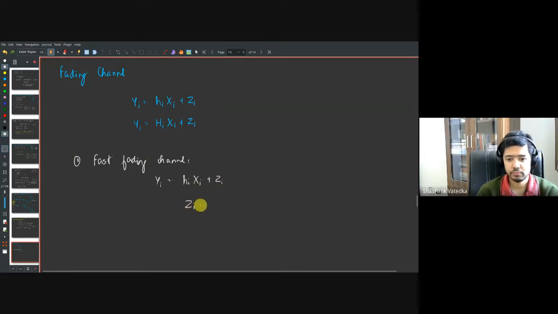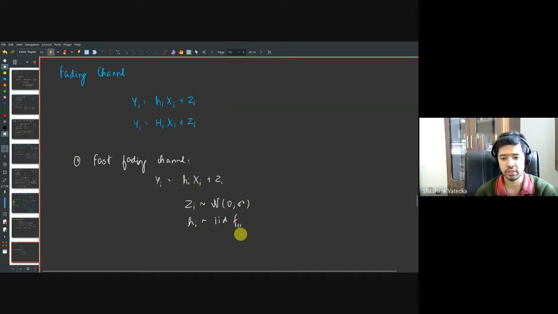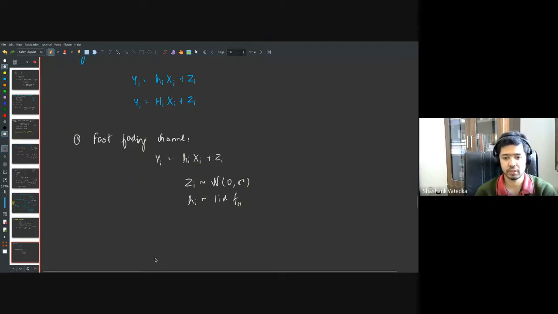where z_i is Gaussian with variance sigma square and h_i follows some particular distribution. This is also IID according to some density f_H. Okay, so this is the fading distribution. Sometimes this is assumed to be Gaussian, sometimes it is assumed to be Ricean, and so on. For different kinds of distributions, you get different fading channels. Okay, so this is the real fading channel.